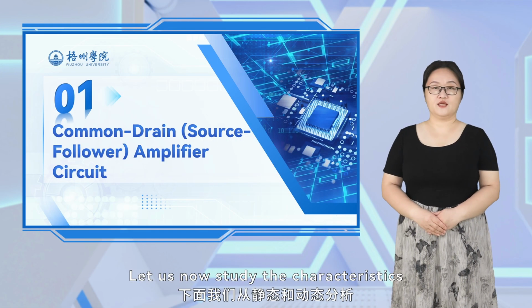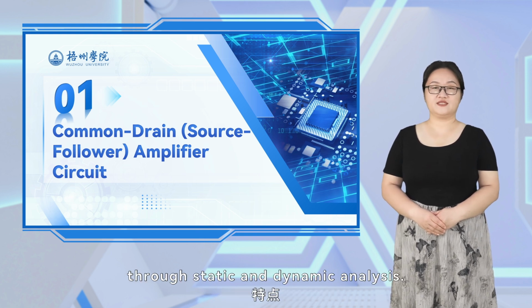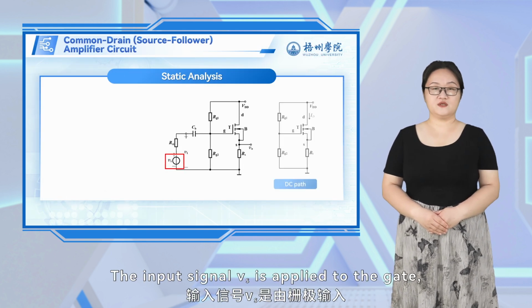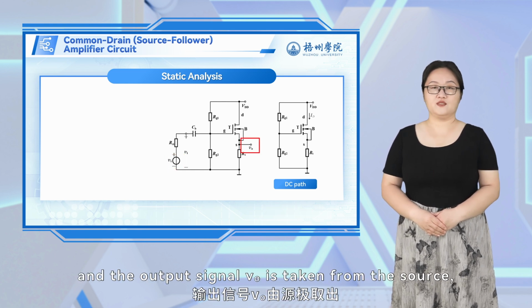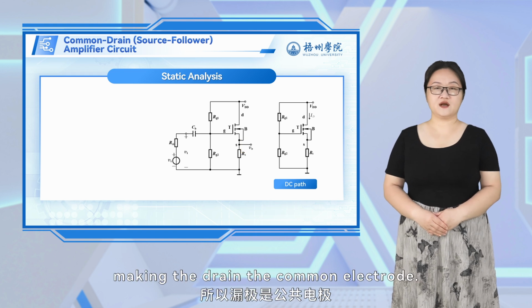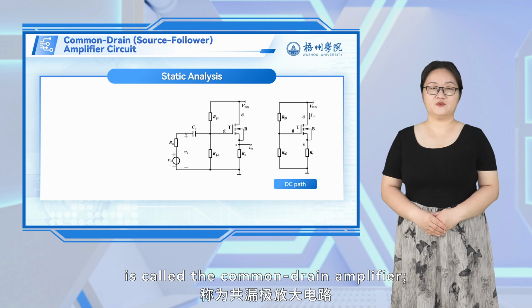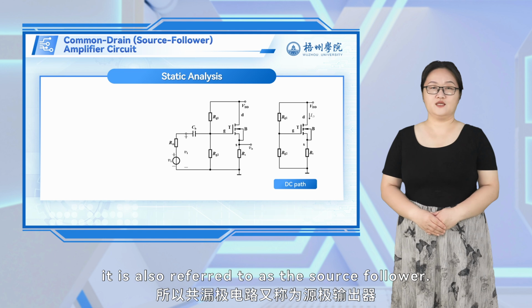Let us now study the characteristics of the common drain amplifier circuit through static and dynamic analysis. First, let us examine this amplifier circuit. The input signal V sub S is applied to the gate, and the output signal V sub O is taken from the source, making the drain the common electrode. This circuit topology is called the common drain amplifier, because V sub O is output from the source. It is also referred to as the source follower.